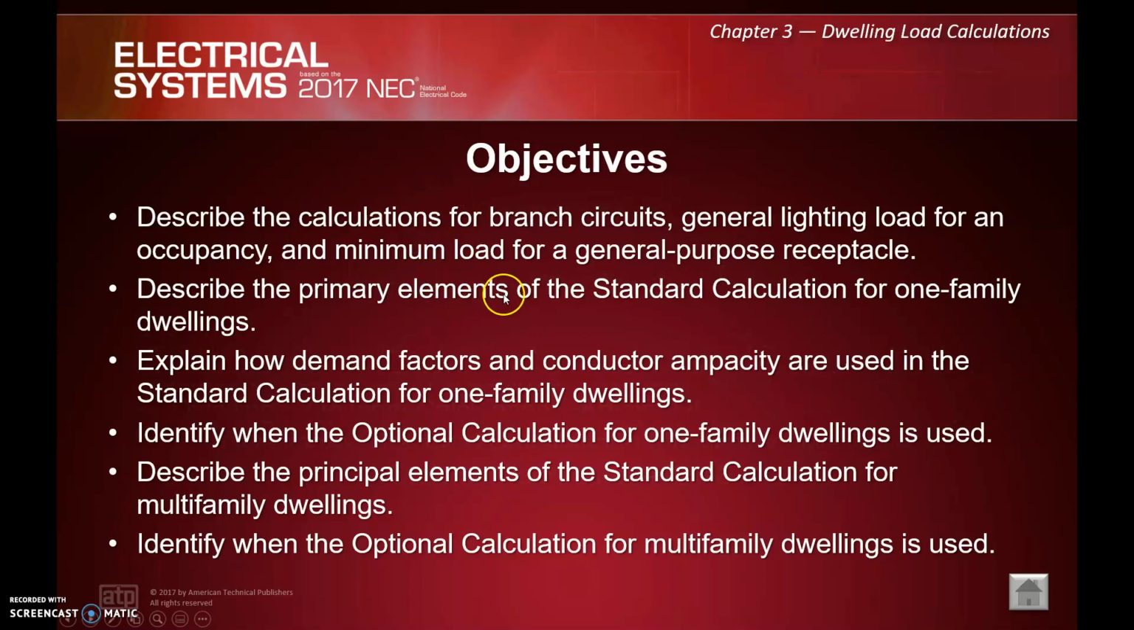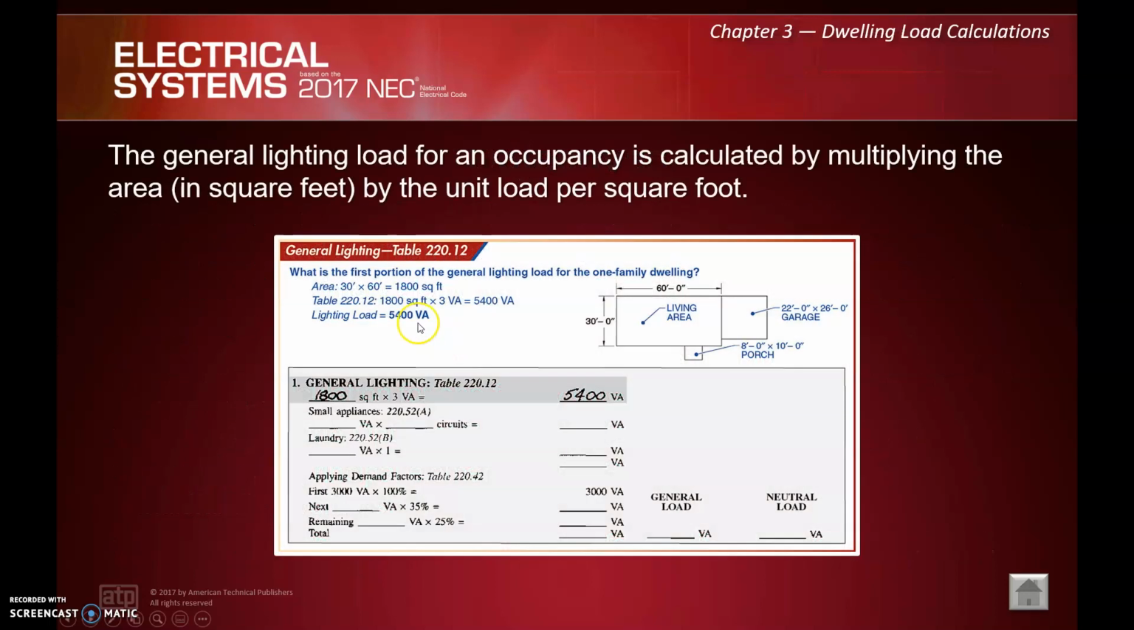So we can see here again more of the objective. You guys can read through that. So right off the bat, they want to remind us general lighting load is calculated by figuring 3 volt amps per square foot of essentially living area. So we're not counting unfinished spaces. We're not counting porches, things like that, but living area, 3 volt amps per square foot.